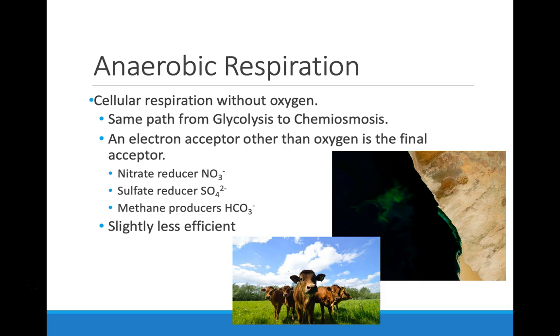And then we've got methane producers. These are, I show those cows down on the bottom. The reason that I show those is they have special bacteria in their guts that produce methane. We all know what methane is and how cows release it. So you can have a little giggle right now if you would like. Overall, it's a little bit less efficient, but in general is still producing a lot of ATP from this process of anaerobic respiration.